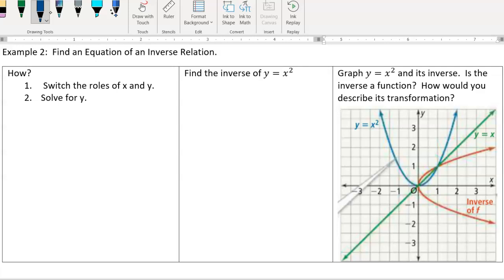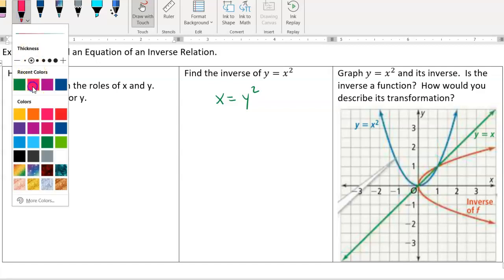So let's find the inverse of y equals x squared. Just like we're going to follow that first step, step 1, we're going to switch the roles of x and y. So instead of y equals x squared, it's going to be x equals y squared. We're going to go to the next step.